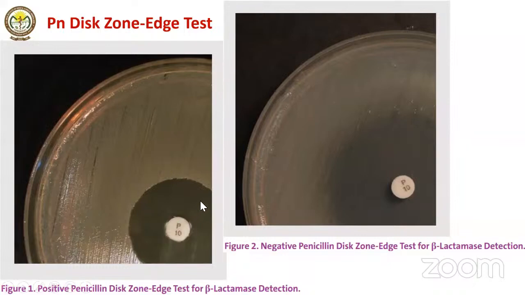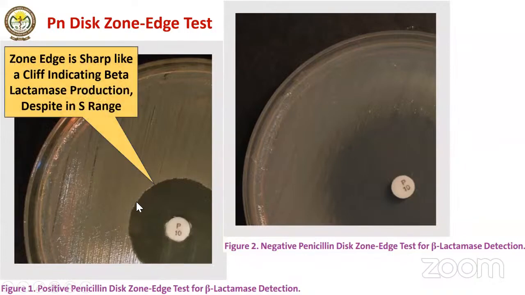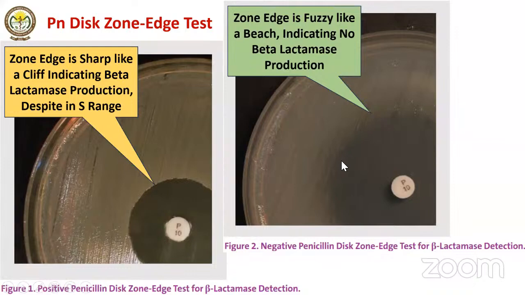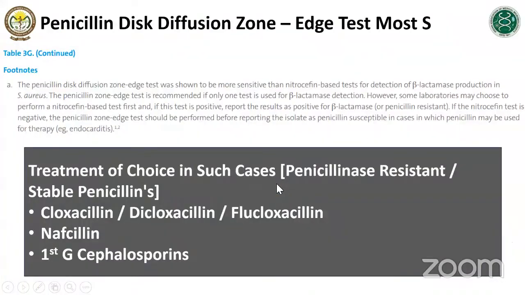The plate on the left side, you can see the zone is absolutely very sharp. It is an immediate end of the growth, and there's an immediate beginning of the no growth region. Whereas on the right, you see there's a beach, there's a slope, a slant kind of thing. There's a gradual fading of the zone of growth to the no growth. So you don't see any exact or pinpoint edge. This is a negative isolate, and this is one that is positive.